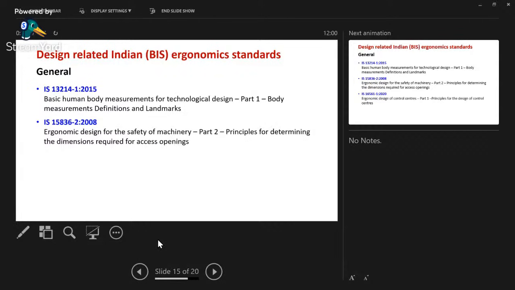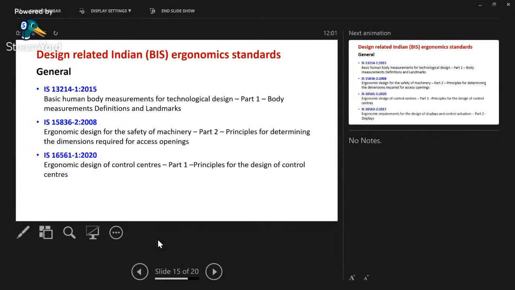Then we have IS 15836, which again talks about the safety of machinery. Specifically, part 2 is about the principle of designing the dimensions required for access openings. Many accidents take place because people put their hands or other body parts into moving machinery. So there's a standard saying how machinery should be designed, based on Indian data, to guarantee safety. Part 1 talks about access into the machinery. Part 2 talks about the access openings, and there are different parts within 15836.